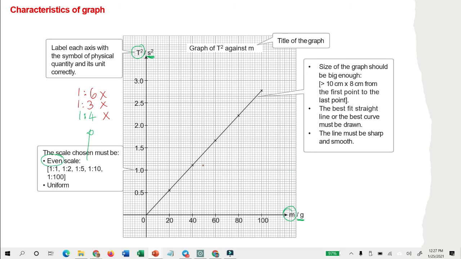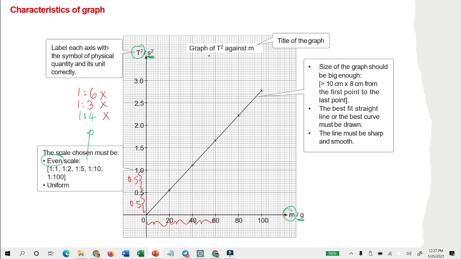Next, uniform. What does it mean by uniform? The increment must be the same. For example, from here to here is 20, from here to here is also 20, and from here to here is also 20. The same thing applies for the vertical axis. The difference here is 0.5, and the same goes for the rest of the values. But the increment for the vertical axis and the horizontal axis does not necessarily have to be the same. It can be different.